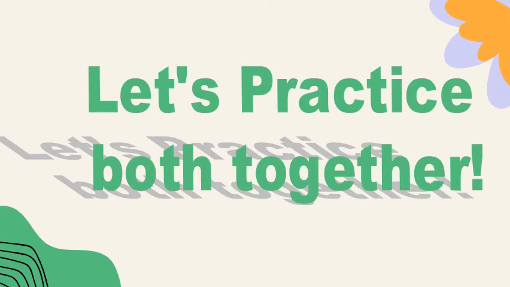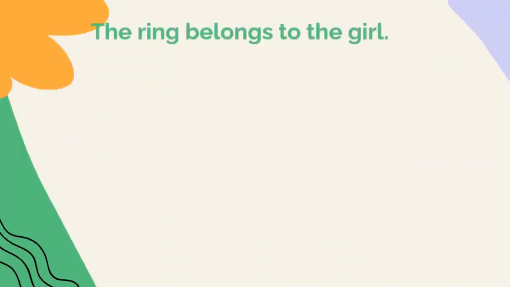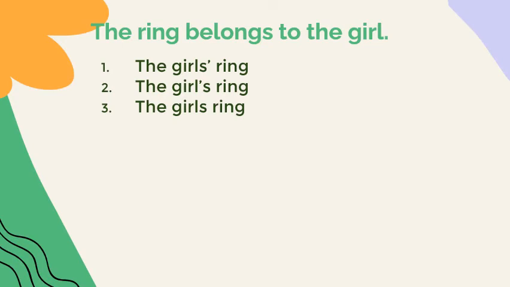Let's practice both of them together, the singular and the plural. So the ring belongs to the girl. So how do I put it? I have the girl's ring. So here I have 1 girl, okay? So when I have 1 girl, there's no S. It means I should add apostrophe then S. Which one here has apostrophe then S? Is it number 1? No, number 1 is S apostrophe. Is it number 2? Yes, it's apostrophe S. Of course it's not number 3 because it's not just a plural. I have to show possessive.